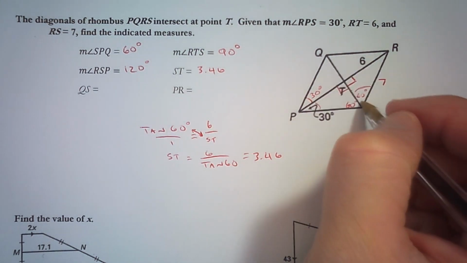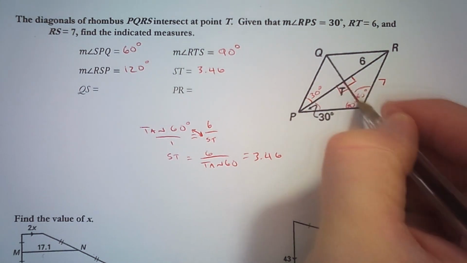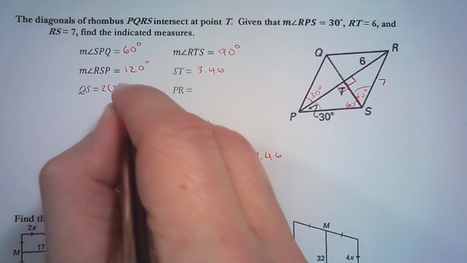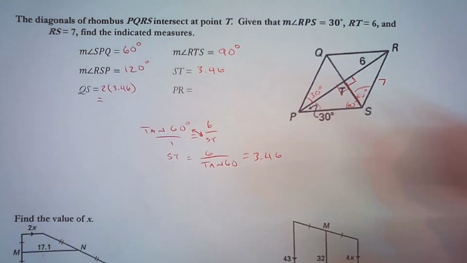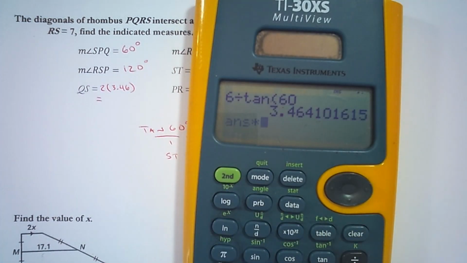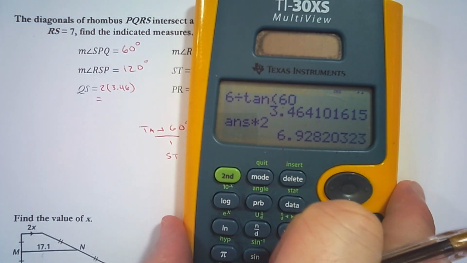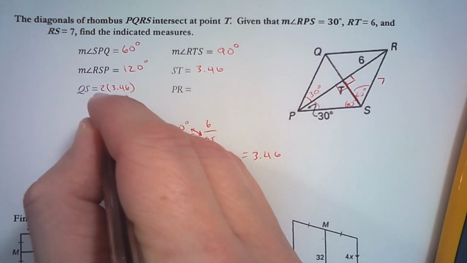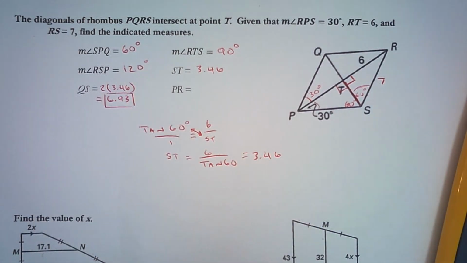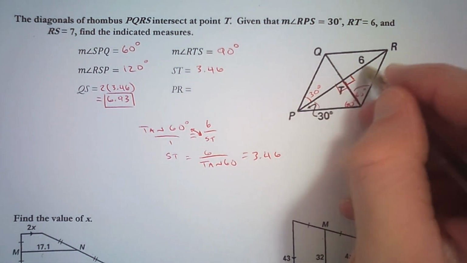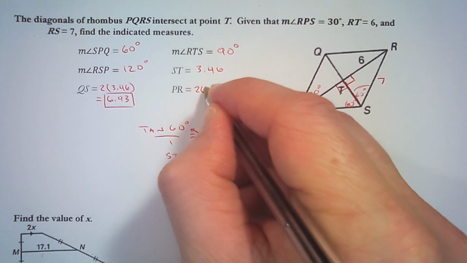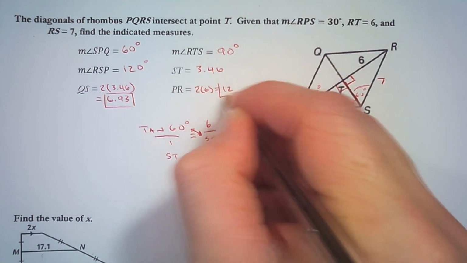Next up is QS. So if ST is 3.46, QS is 2 times 3.46, and that is 6.93. And last is PR. So PR, I have RT is 6, so PR is 2 times 6, which is 12.